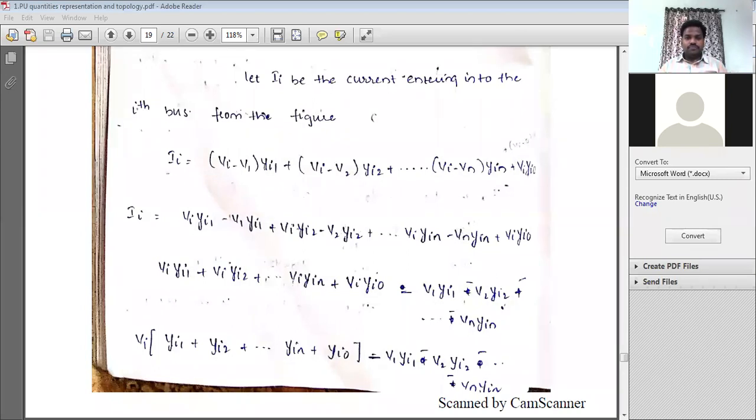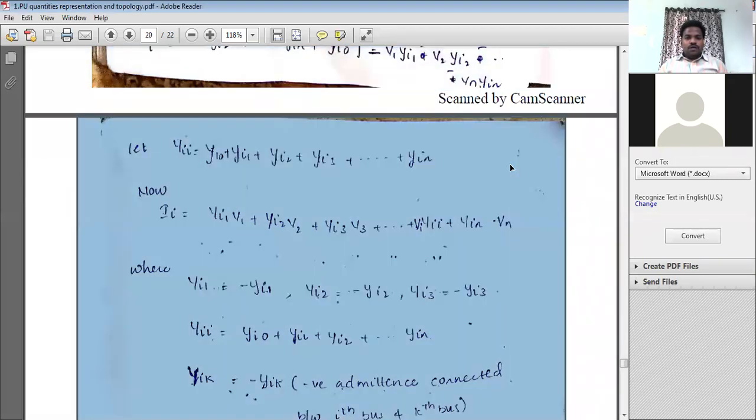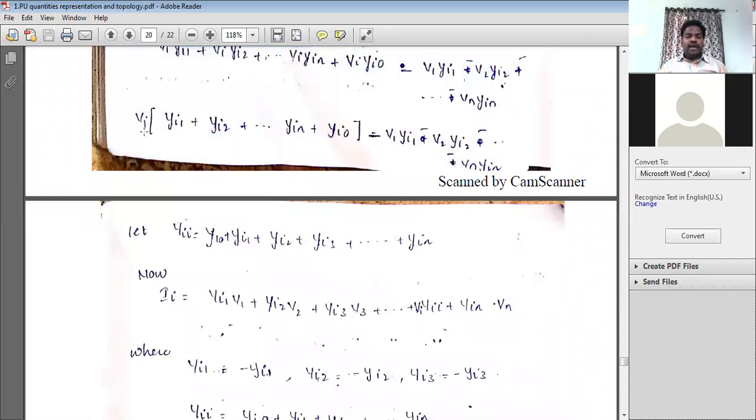Now you see here. I have separated Vi from all the terms, and the term in this bracket is considered as Yii. This is called the self admittance. Later we will define what Yii is, but here you have to remember that Yii is equal to the combination of Yi0 plus Yi1 plus Yi2 plus etc. Now this I is equal to Yi1 into V1 plus Yi2 into V2. So this is the term which is left.